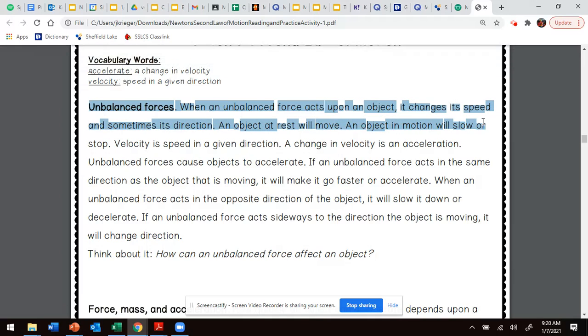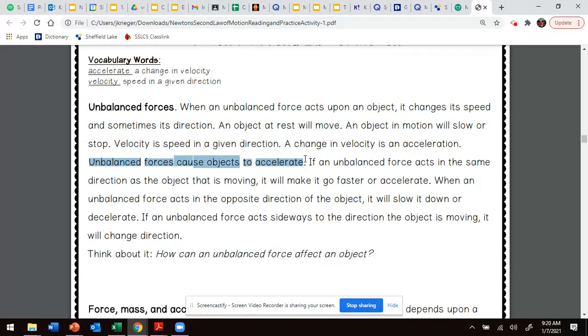An object at rest will move. An object in motion will slow or stop. Velocity is the speed in a given direction. A change in velocity is an acceleration. Unbalanced forces cause objects to accelerate.